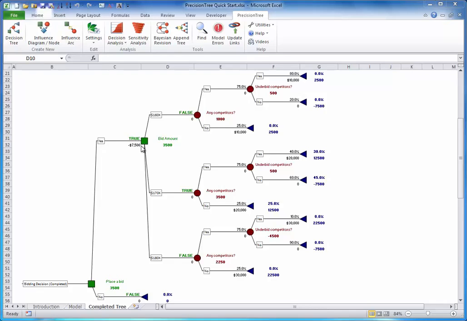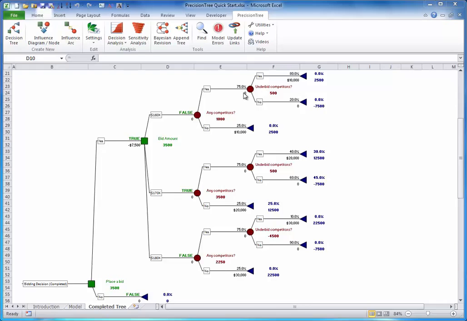Number 3, if the company bids, it then sees whether there are any competing bids, a chance node. Finally, number 4, if there are any competing bids, the company sees whether it has underbid the competitors, a chance node.